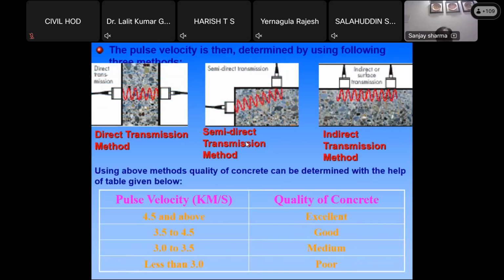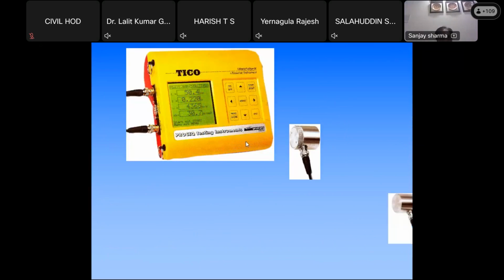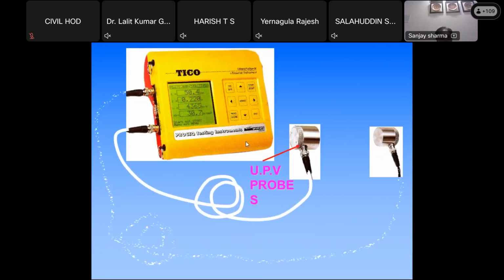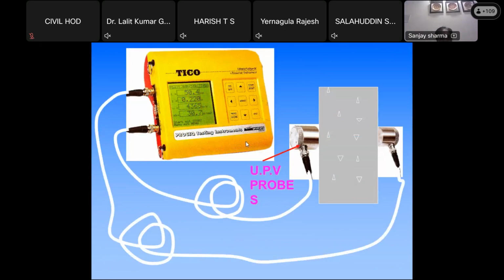The same thing I have shown in a different slide, that is the instrument part, and the probes are there. One probe sends the UPV waves, the other probe receives, and the time taken is noted here. You can feed into this system how much the distance is, and once you send this, it will tell you the velocity. And the rebound number also can be fed here, and it will give you the strength. So both are correlated in this particular system.